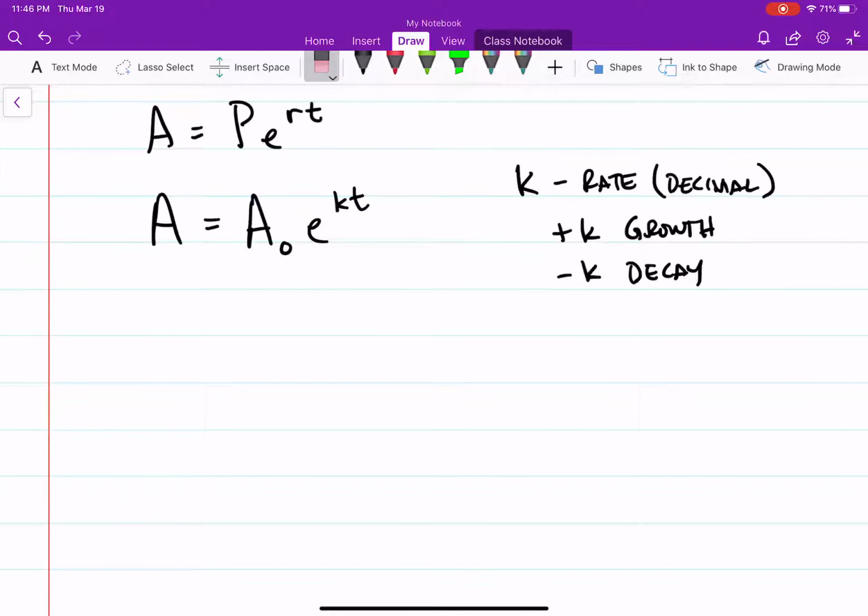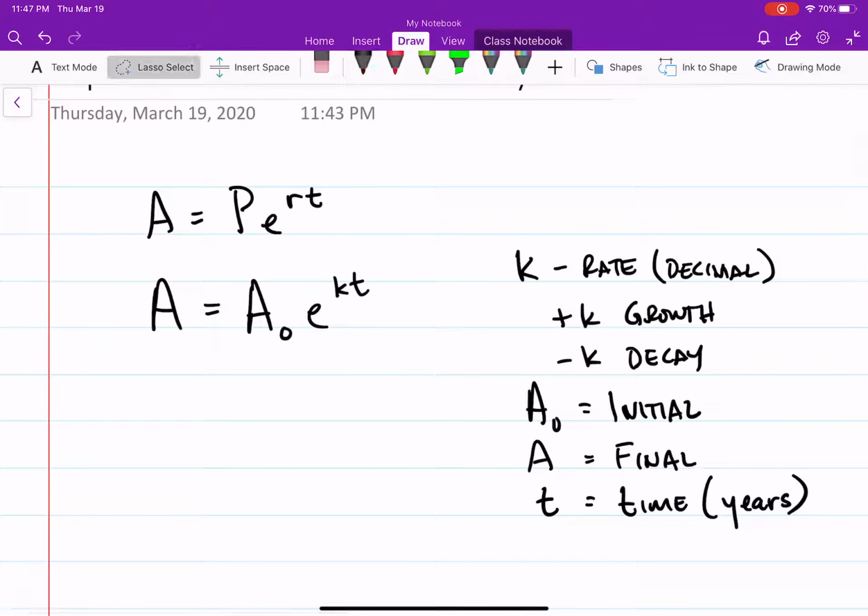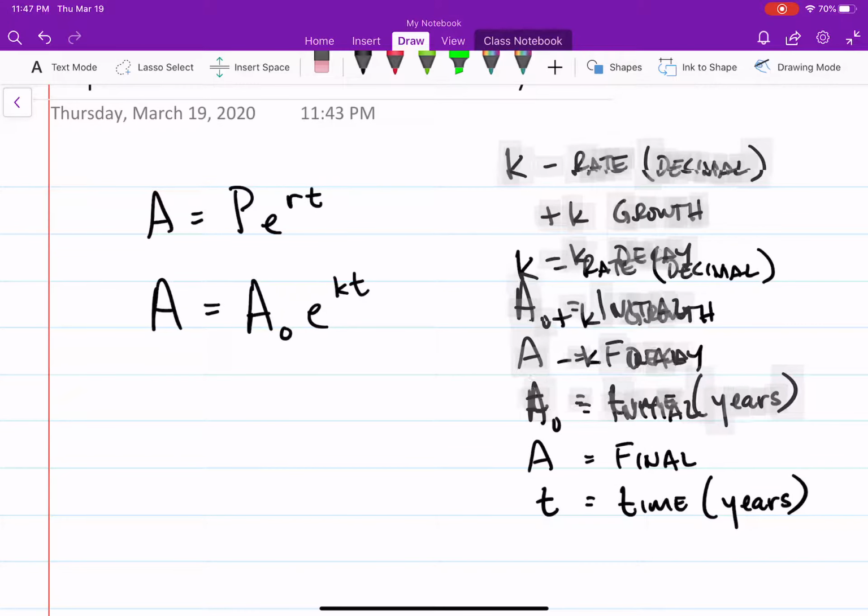So what is A naught? A naught just means initial. It could be population, it could be amount, whatever, okay? And A is your final. So initial could be the population in 1940, and A, the final, could be, hey, what's the population in 2021? So that's kind of what it is there. And t is, of course, your time in years. All right, so I just want to do a couple of examples here just so that you guys have those particular ones.